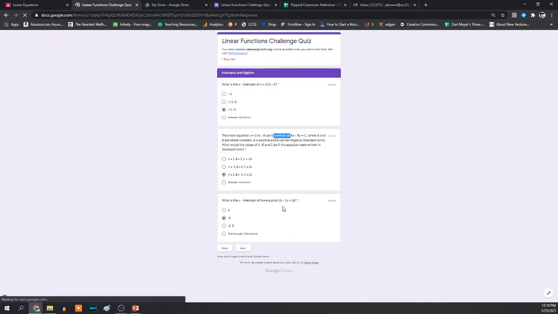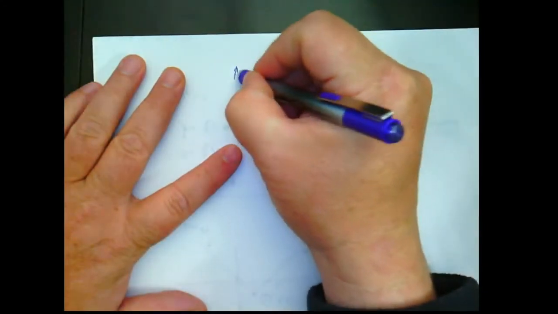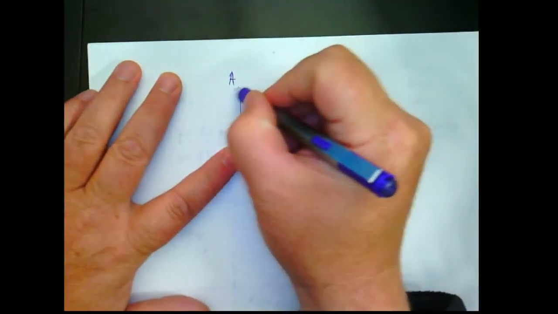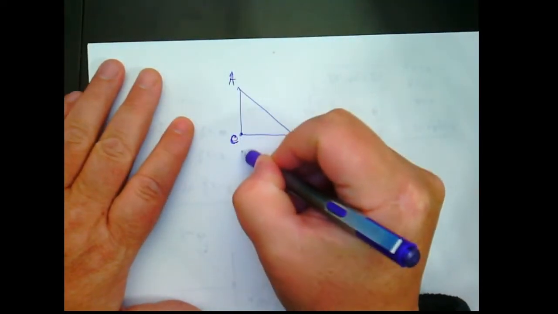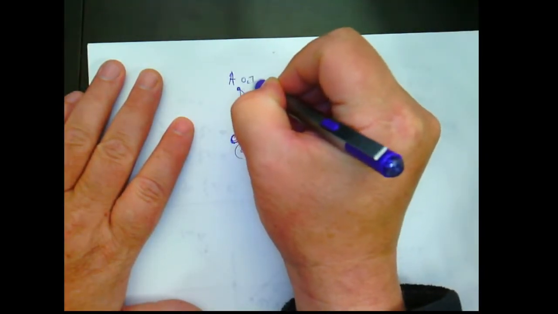Okay, next up, Buttercup. Ooh, ugly ones. Got a couple triangles right here. It says, suppose that (0, 7) is A, (5, 0) is B. What's the area of the triangle created by the origin and endpoints A and B? So check this out. Let me draw this for us. Let's sketch. Hashtag not to scale. So here's what we got. We know this point right here is (0, 0), the point right here is (5, 0), and the point right here is (0, 7).